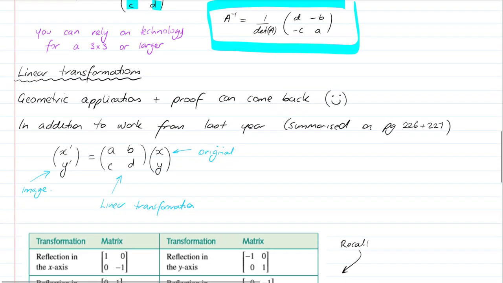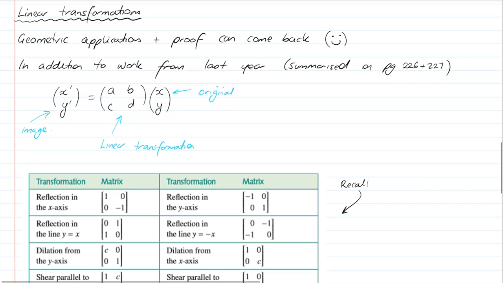Okay, so let's have a look at these linear transformations. Geometric application of the proof can come back, but I'm not going to talk about it too much here. So I'd suggest you have a look at that again if you want to. And in addition to work from last year, which is the linear transformations work, it is name dropped in Unit 3 and therefore it is now available as an external exam topic.